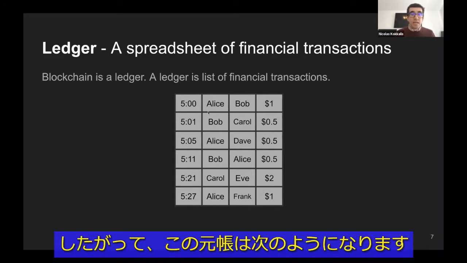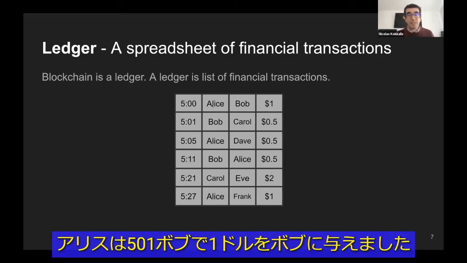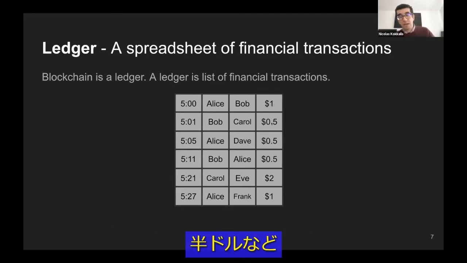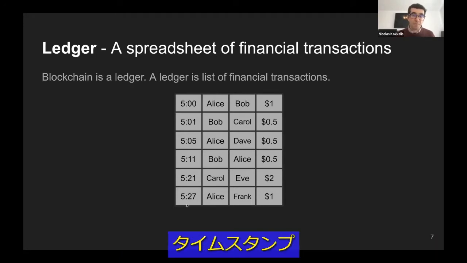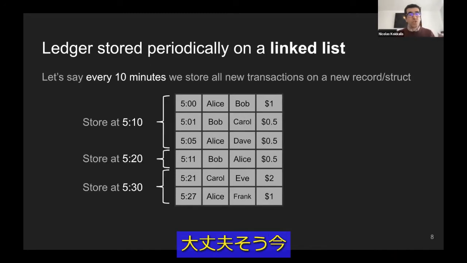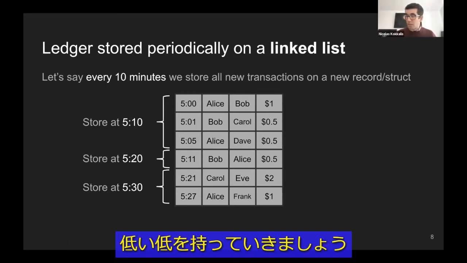So a ledger could look like this. It's a list of financial transactions. At 5 p.m., Alice gave to Bob $1. At 5:01, Bob gave to Carol $0.50, and so on and so forth. They are transactions, and they have a timestamp.